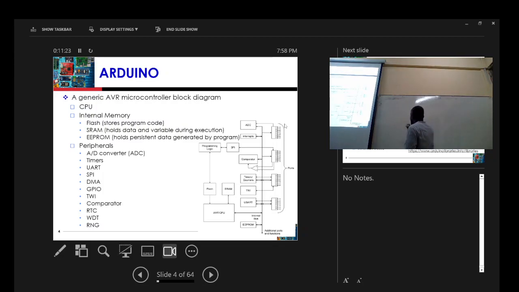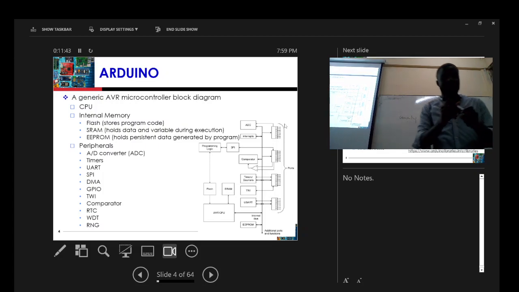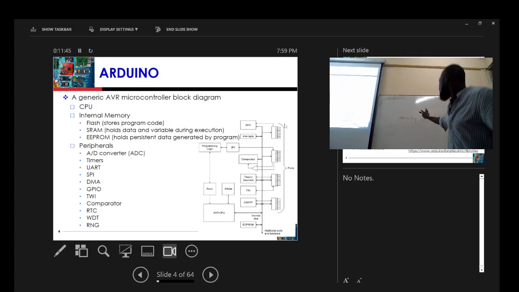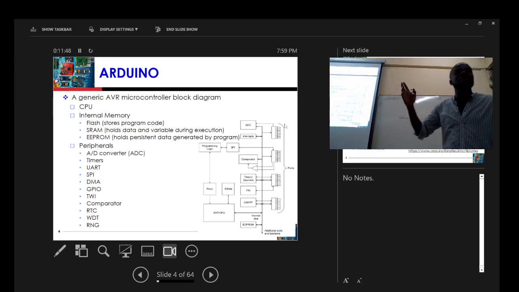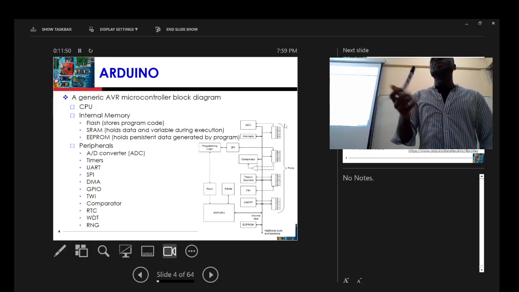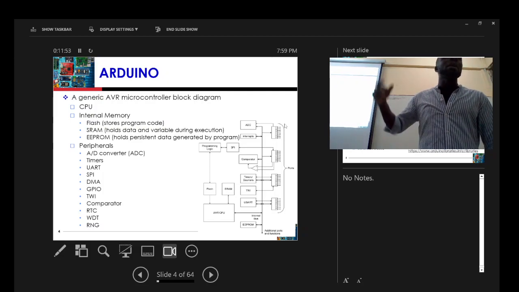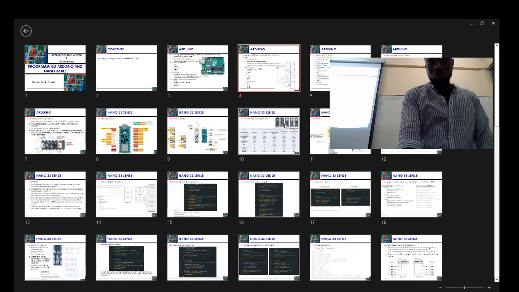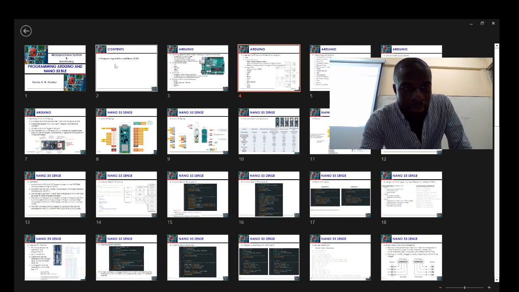So the first term is a computing system, right? And our second term is an embedded system. You guys must know the differences between a computing system and an embedded system. I think the last time I made mention of something like that, the differences between a microcontroller and a microprocessor.